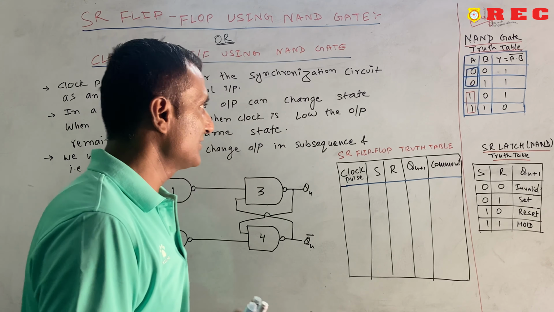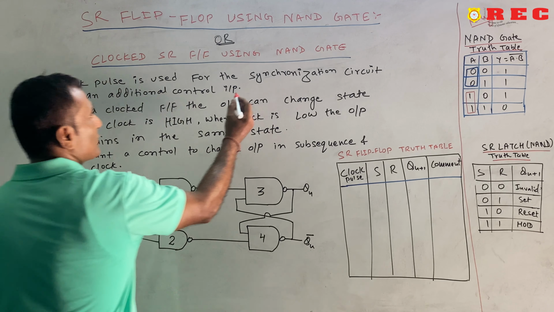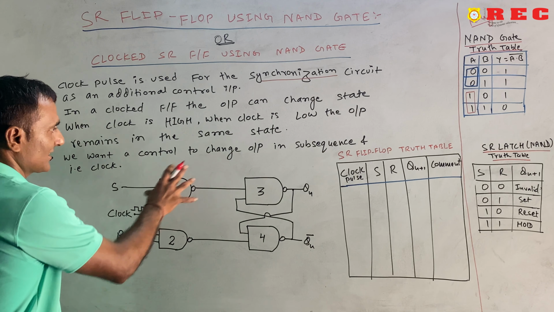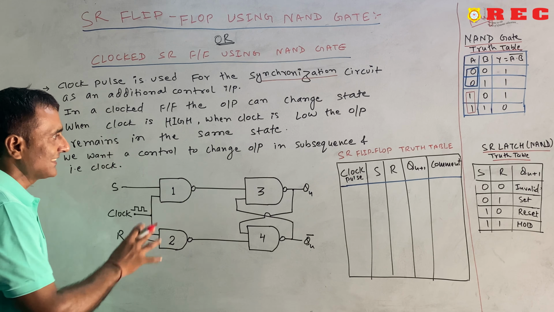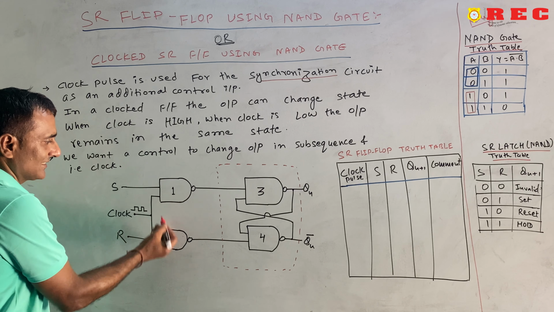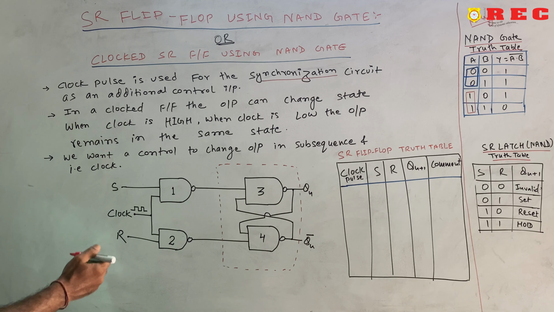So, see here a few definitions. Clock pulse is used for synchronizing the circuit as an additional control input. Here is the circuit we have drawn with the help of 4 NAND gates. You must remember, this is a NAND latch. Just we have added these 2 NAND gates extra for the clock pulse. So, we will see further.